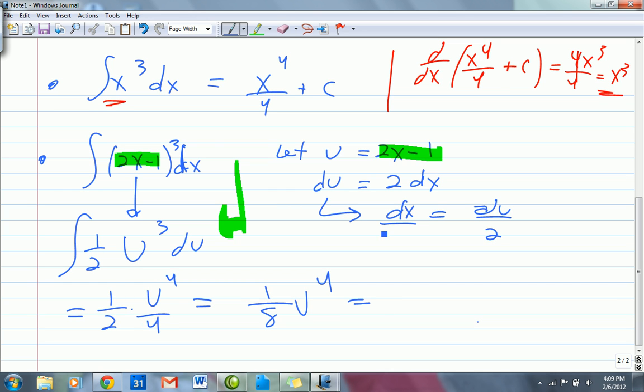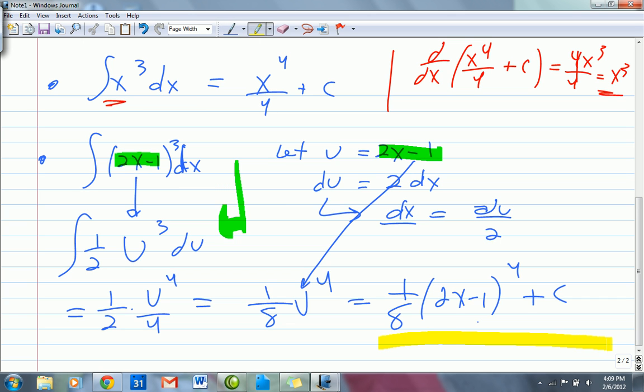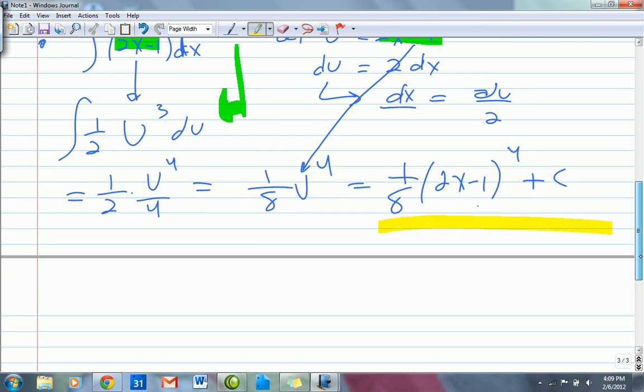And now I'm just going to take my original u and plug it back in. So it's 1/8 times a quantity, 2x minus 1 to the fourth, plus that constant of integration. And that is a correct solution. Let's make sure it's a correct solution, so let's differentiate that just to make sure.